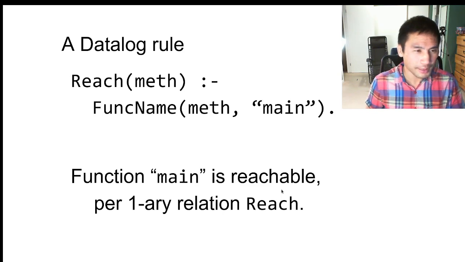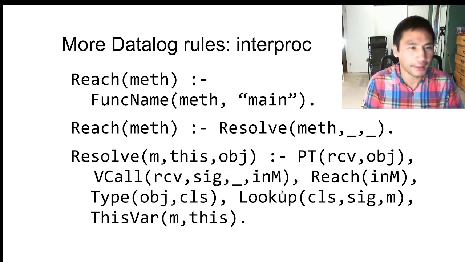The way this works is that you have things on the left and you have things on the right. And so if all the things on the right are true, then the thing on the left is also true. And let's look at another example. So I put the previous rule, but now I've put more rules. And so now I've said that a method is also reachable.